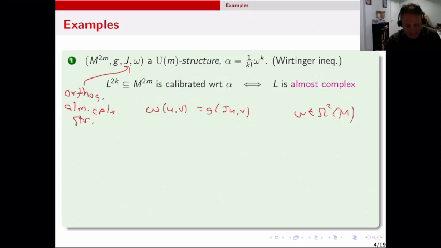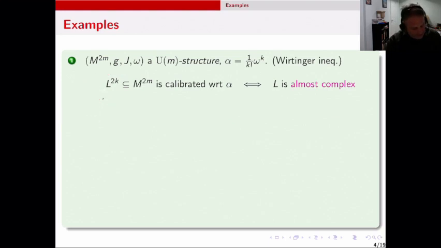It's a 2 form on M. Okay? Doesn't have to be closed. And so that's not going to be necessarily my calibration form. I'm going to allow myself to take powers of this, and there's this normalization factor 1 over k factorial. So if I look at alpha, which is omega to the k over k factorial, this is a 2k form on M, and this is a calibration. This has comass 1. This is the classical Wirtinger inequality.